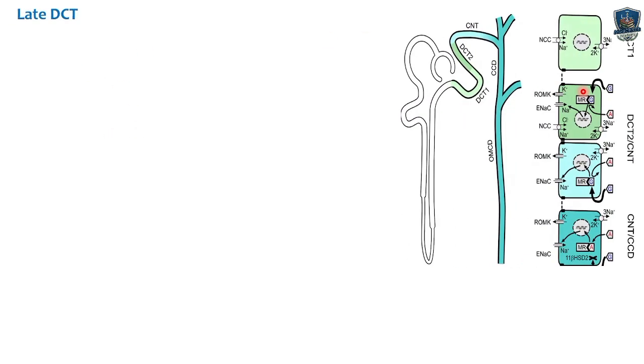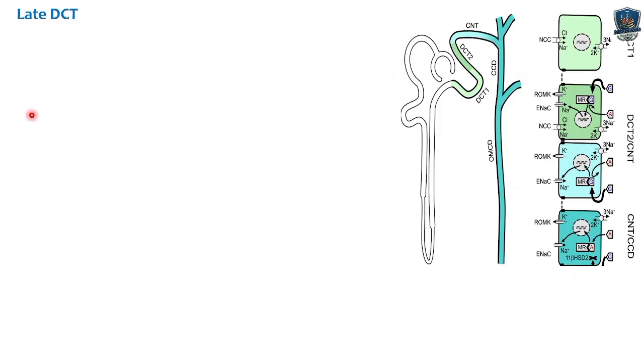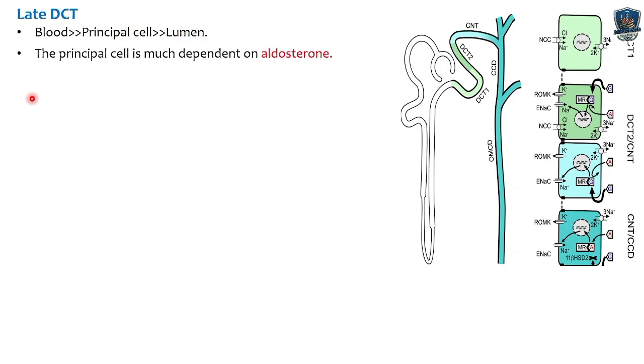So our late DCT, I've explained what happens. So all this I've explained. So this is our DCT. It may happen in our late DCT and also on the early stages of the collecting duct. So that's something that you have to remember. So I've said that movement happens from the lumen to the principal cell to the blood. That's just a highlighter. So the principal cell is dependent on the hormone aldosterone.